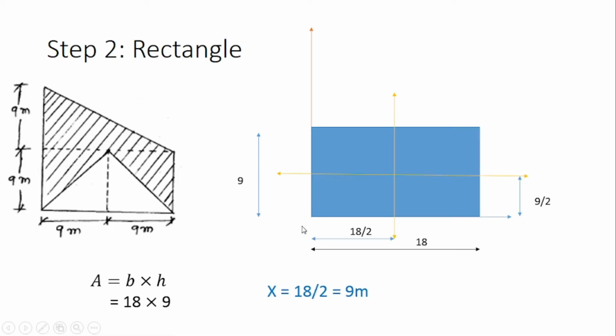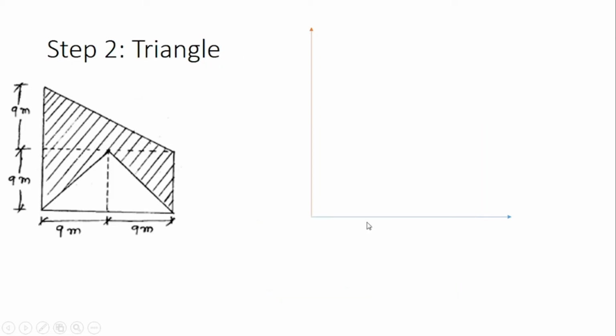X bar is the distance of the centroidal axis from the reference axis. So this is your x bar, 18 by 2, so it is 9 meter. Y bar will be equal to this distance of the centroidal axis from the reference axis. So y bar is equal to 9 by 2, that is equal to 4.5 meters. So I hope you understand the centroidal points for the rectangle. So y bar is equal to 4.5 and x bar is equal to 9 meter.